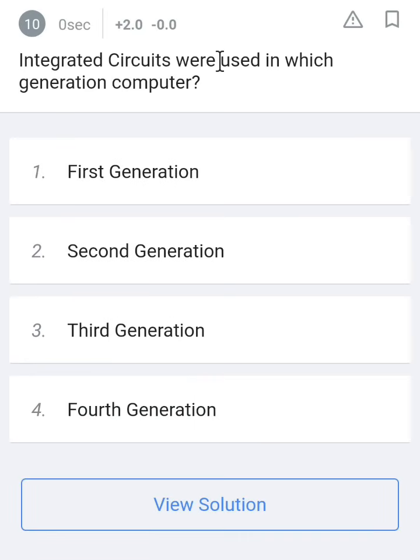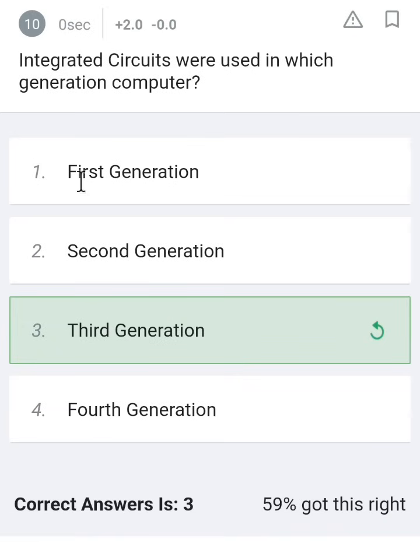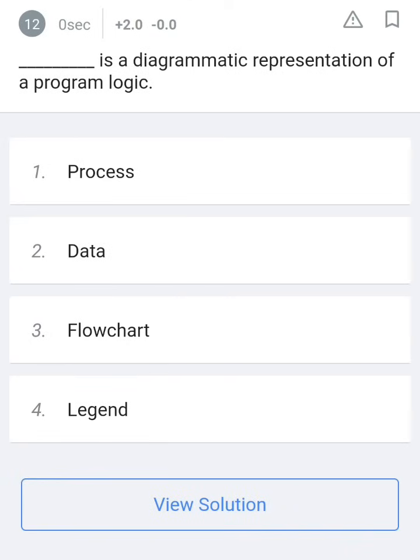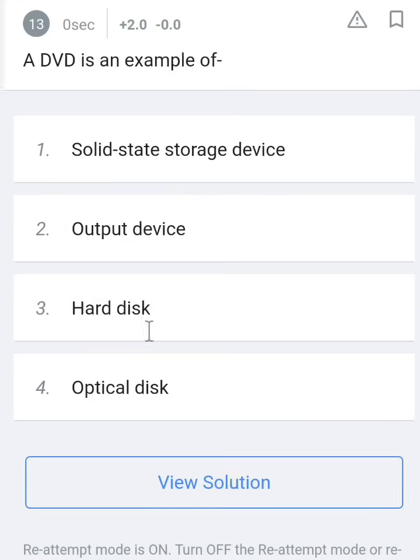Next. ICs, integrated circuits, are used in which generation? First, second, third, fourth? Third generation. Because the first generation used vacuum tubes, the second generation transistors, the third generation ICs, and the fourth generation microprocessors. Next. In which generation were transistors used? The answer is second generation. Next. What is a diagrammatic representation of a program logic? It is expressed by a flowchart.